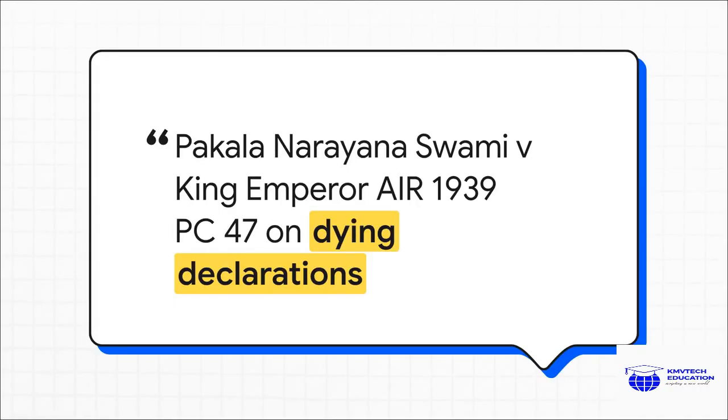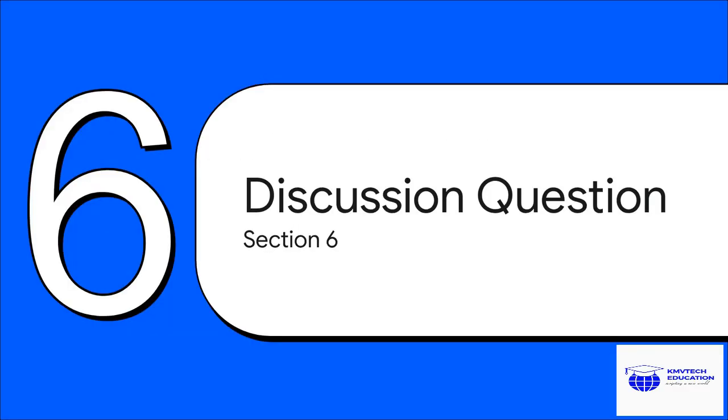For example, make a note of this famous 1939 Privy Council case. Again, I'll read it slowly. Pakala Narayana Swamy versus King Emperor, AIR 1939, PC 47. Because this case interpreted dying declarations under the Indian Act, it is still regularly cited in Ugandan courts today to interpret the identically sourced Section 30 of Cap 8. And that brings us to our final stop, Section 6, the big discussion question.